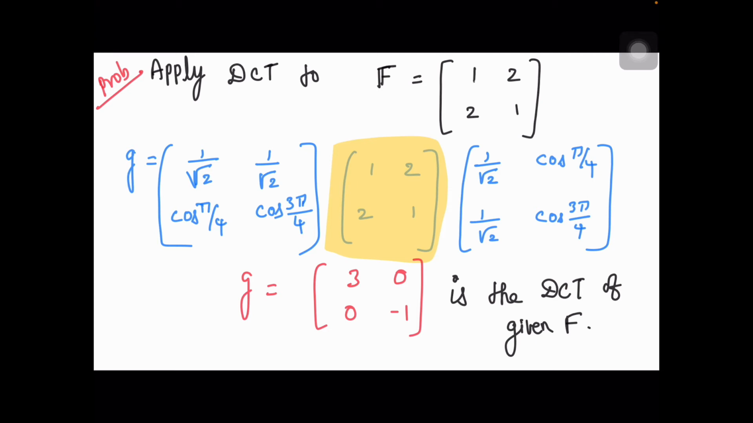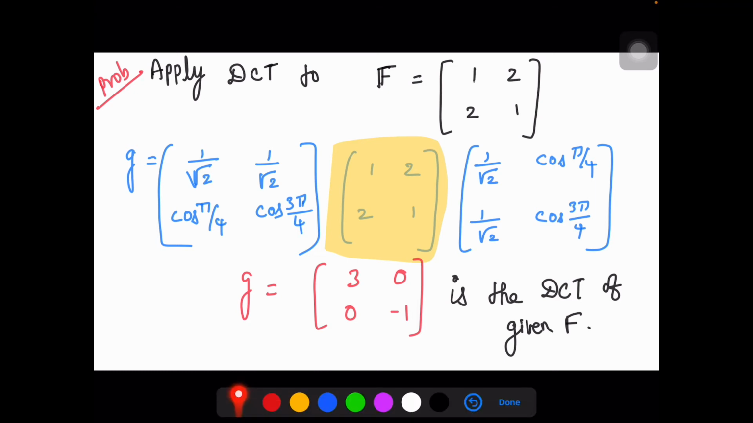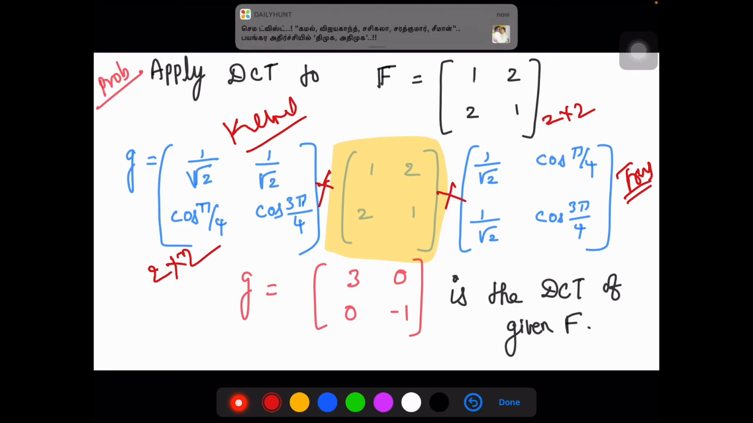Let's come to the problem. Here they are asking us to apply DCT to the image, which is a 2 cross 2 image they have given here. So when you want the transform, it is the kernel. So this is what a kernel is. This kernel, 1 by root 2, 1 by root 2, is the 2 cross 2 kernel that has been taken, and then the transpose of that kernel has been taken here. So multiply that with this, and again multiply with the transpose of that.